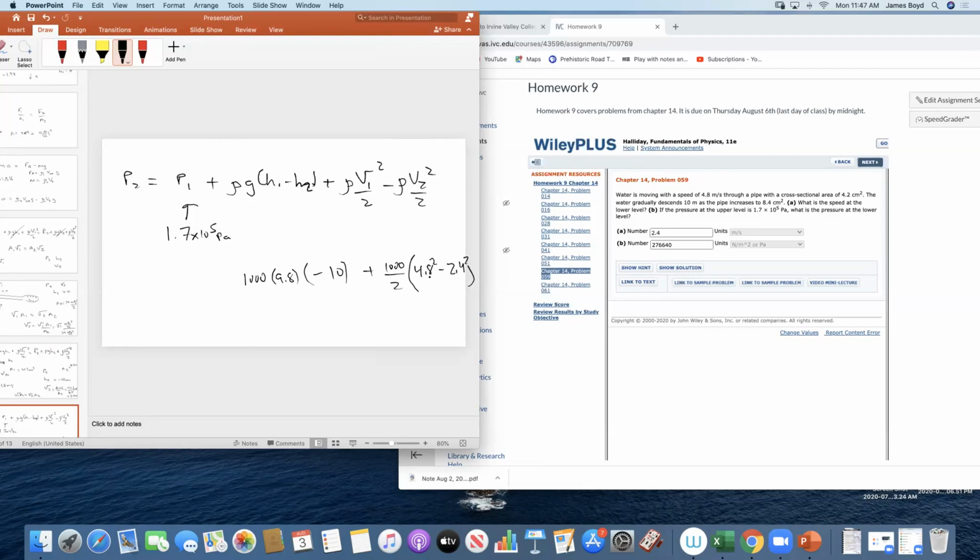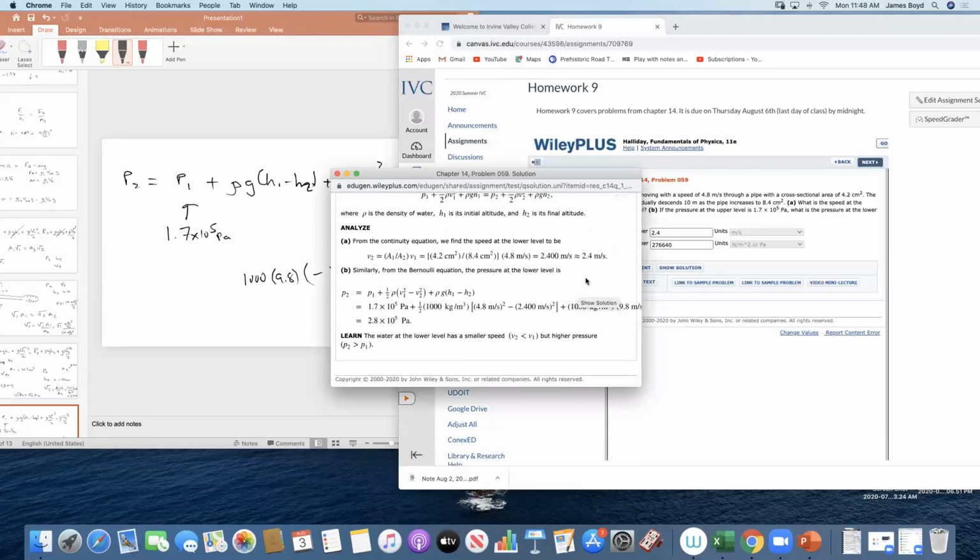So this is actually going to increase. This is going to be a negative. This is going to be a positive. And I get here, I get 1,700,000 minus 9,800, 98,000 plus 500 times 4.8 times 4.8 minus 2.4 times 2.4. And I get 80, wow, why am I so off? What did I do weird here?